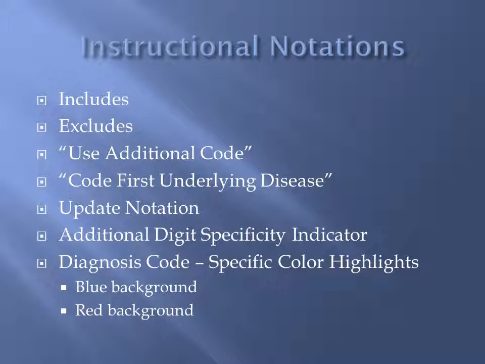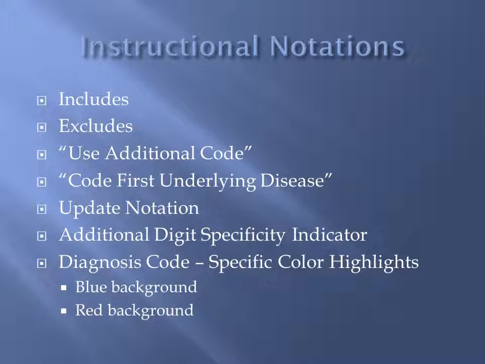Use additional code instruction. This is used in the tabular list to indicate that the code is not sufficient on its own to describe the diagnosis, so the coder will need to use additional codes. Code first underlying disease instruction. This indicates that the code describes a manifestation that cannot be used as the first listed diagnosis.